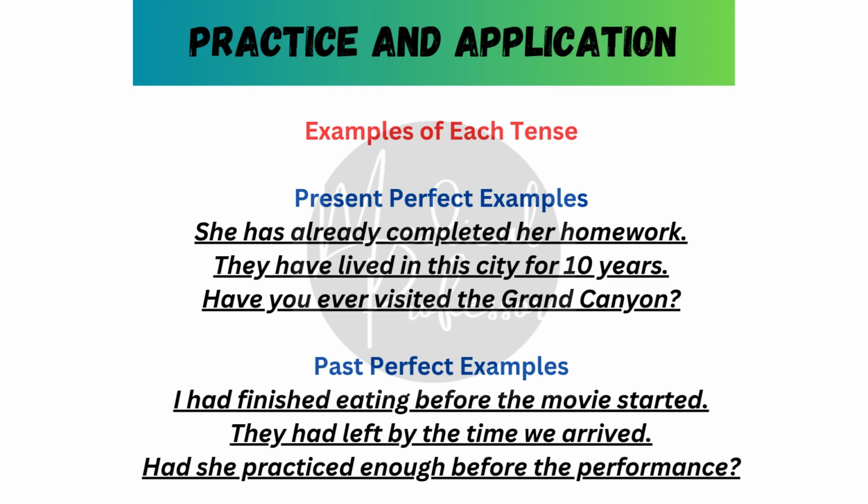Practice sentences. Examples of each tense. Present perfect examples. She had already completed her homework. They have lived in the city for 10 years. Have you ever visited the Grand Canyon? Past perfect examples. I had finished eating before the movie started. They had left by the time we arrived. Had she practiced enough before the performance?